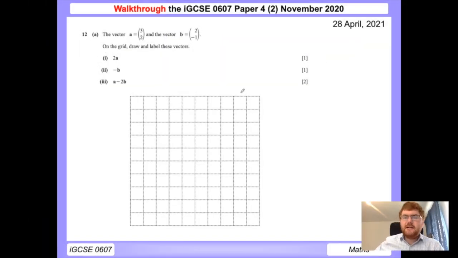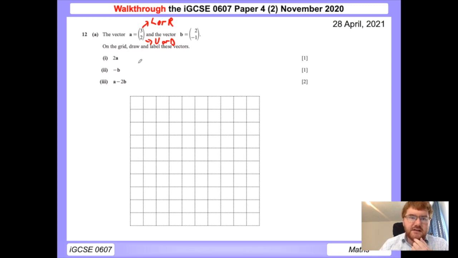Okay, and we're on to the very last question on this test, and it's a surprisingly straightforward question as well. So we're given two vectors here, so 3, 2 and 2, minus 1. Remember, with vectors, the top number represents left or right, and the bottom number represents up or down. And we need to draw and label these vectors on the grid.